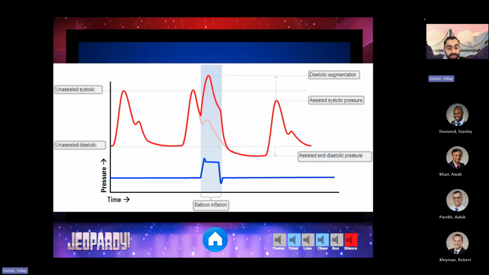And then after that, you'll start to see that distinct peak at the end of diastole. And then you'll see that rapid deflation of the balloon just before systole. And that creates that negative pressure that reduces the afterload, thereby helping the left ventricle inject blood more efficiently. So what you're seeing here is that the systolic pressure is lower than in the unassisted beat due to that reduced afterload, the beat that follows.